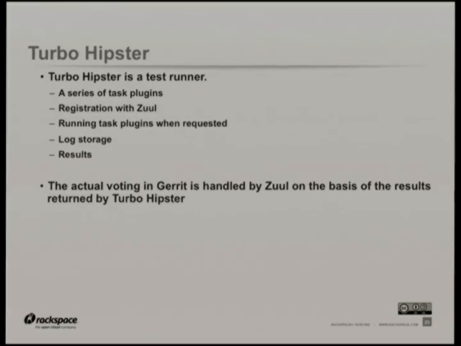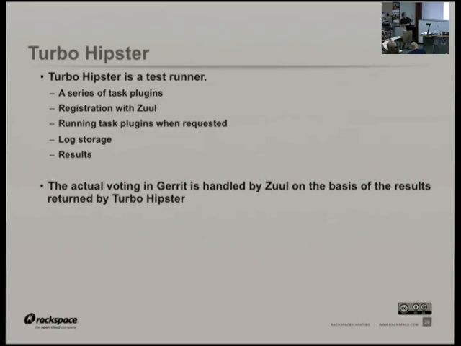So these task plugins register things they can do. Turbo Hipster reports those to Zool. Zool has a config file that says, for this event, execute this thing in this queue that implies these tests effectively. You can have more than one queue, although the reality is we only have one at the moment. Just run a check, basically.